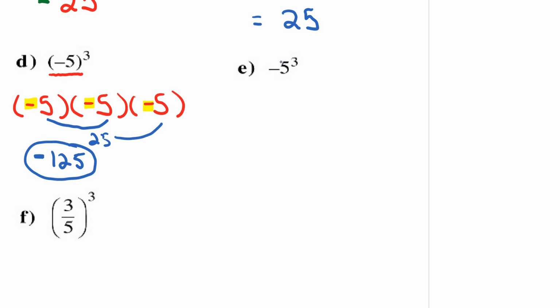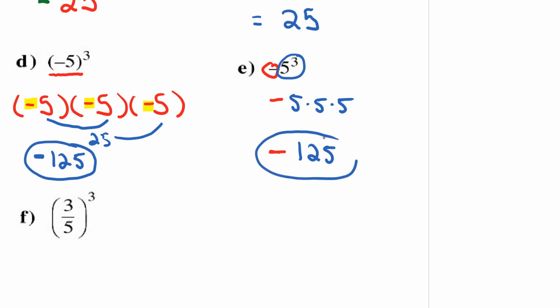And for letter E, I have 5 to the power 3, which is 5 times 5 times 5. And then you have this minus sign that's tagging along. So this answer is going to be negative. And then 5 times 5 times 5 is 125. So this answer is also -125.